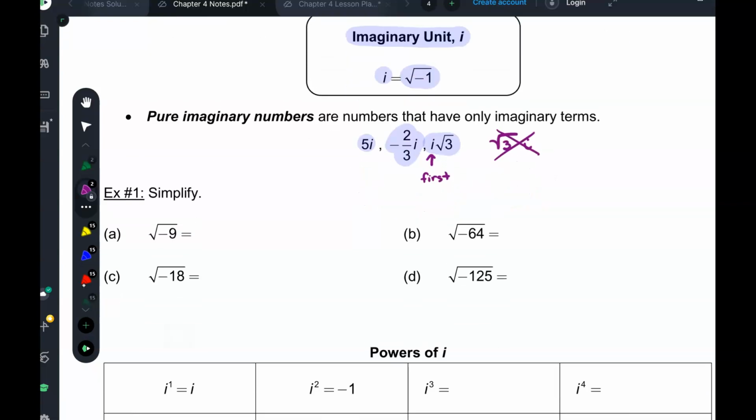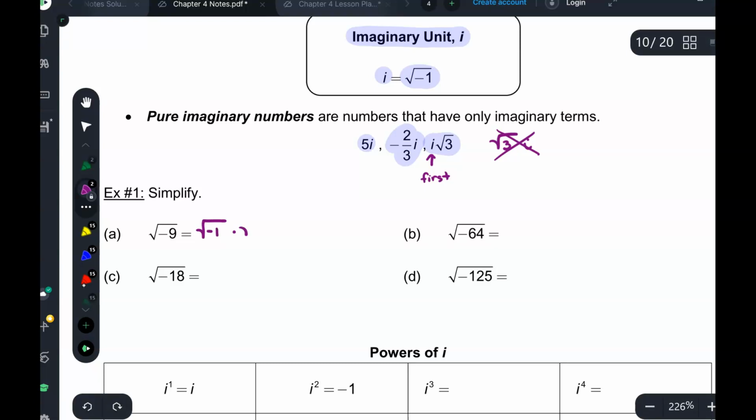Okay, so let's take a look at example 1. We're just going to simplify. The first one says square root of -9. We can think of this as the square root of -1 times the square root of 9, pulling out that square root of -1 to recognize that that's our imaginary unit i. So it's i times the square root of 9, which would be 3. And so we can write the final answer as 3i.